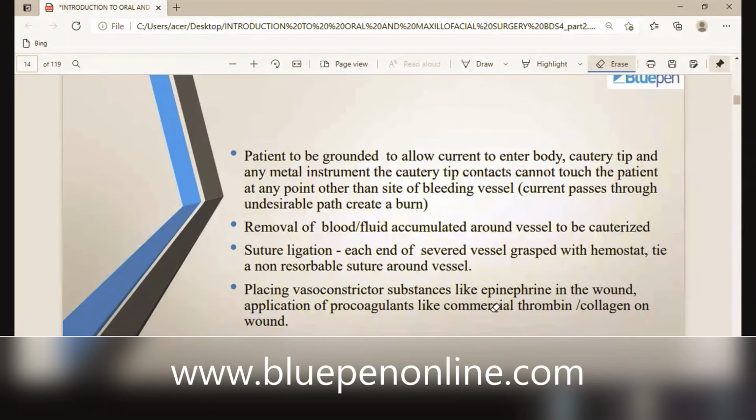Now you can go for tissue suture ligation. You can grab the vessel with the help of a hemostat, then take a suture and just tie it. It's another method. Or if it is not available, you can go for vasoconstrictor substances like epinephrine, or thrombin, collagen or anything like that. You can place it over this, and then also the bleeding will get stopped. These are all different methods available.